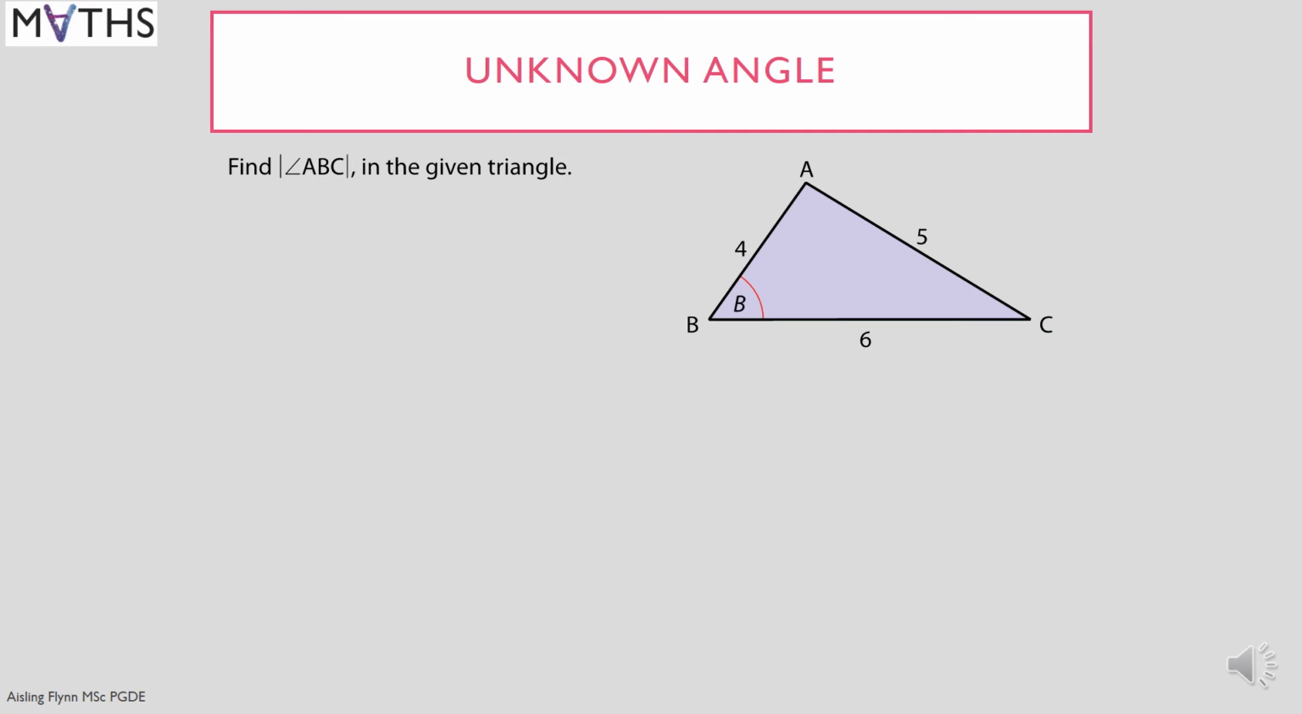So in this example, we're asked to find an unknown angle. Find angle ABC in the given triangle. So let's first identify where that is. So angle A, here's A to B to C. So it's this angle here as indicated already. Alright, so this is the angle we want to find.